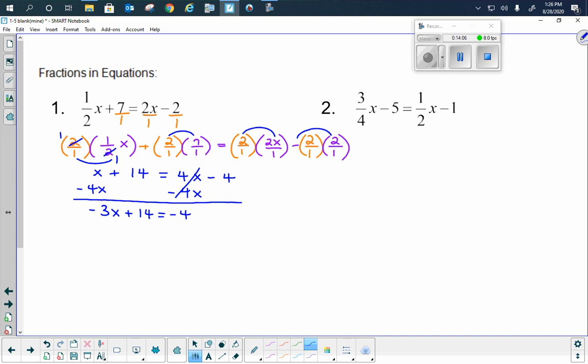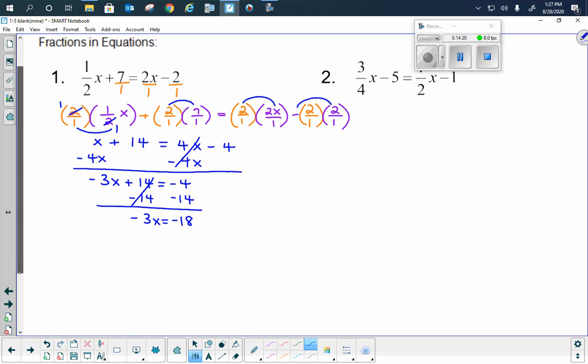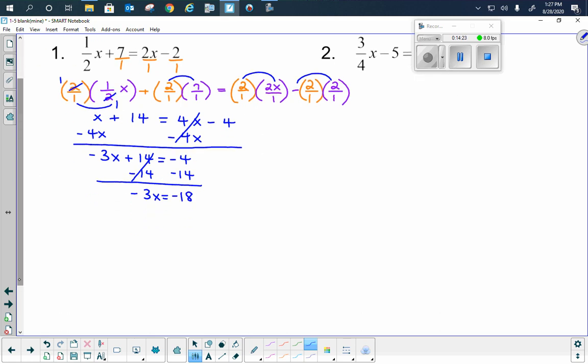Now that you've taken care of the x's, deal with the 14. So subtract 14 from both sides. These will cancel. Now negative 3x equals negative 18. And then the opposite of multiply is divide. So I'm going to divide by negative 3 in front of the x. The negative 3's will cancel, so x equals negative divided by negative is positive, and 18 divided by 3 is 6.